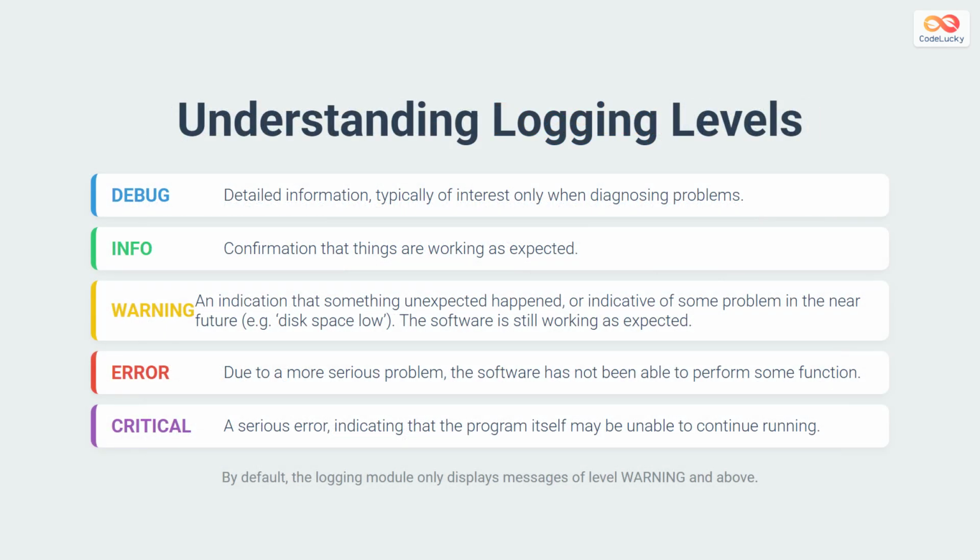The logging module categorizes messages into different levels of severity. Debug provides detailed information, useful for diagnosing problems. Info confirms that things are working as expected. Warning indicates something unexpected happened, but the software is still working correctly. Error means the software was unable to perform some function. Finally, critical signifies a very serious error, where the program itself might be unable to continue. By default, only messages of level warning and higher are shown.